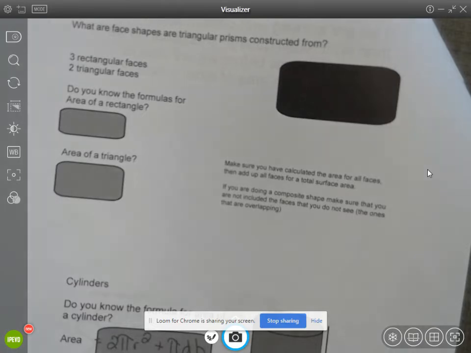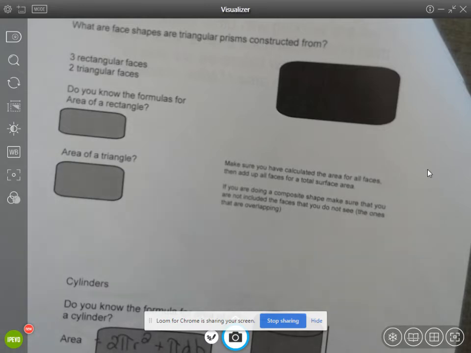So what face shapes are triangular prisms constructed from? So I have blocks on mine, so I can't really see what you have there. Hopefully you can. So triangular prisms are constructed with 2 triangular faces and 3 rectangular faces. And you should know that the formula for an area of a rectangle is base times height, and for a triangle is base times height divided by 2.